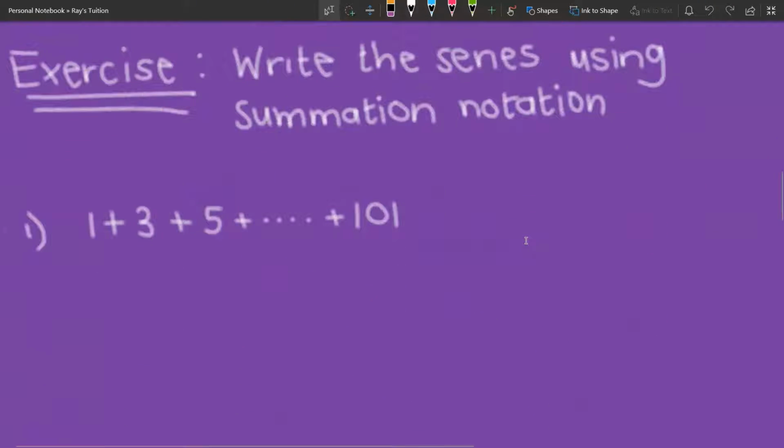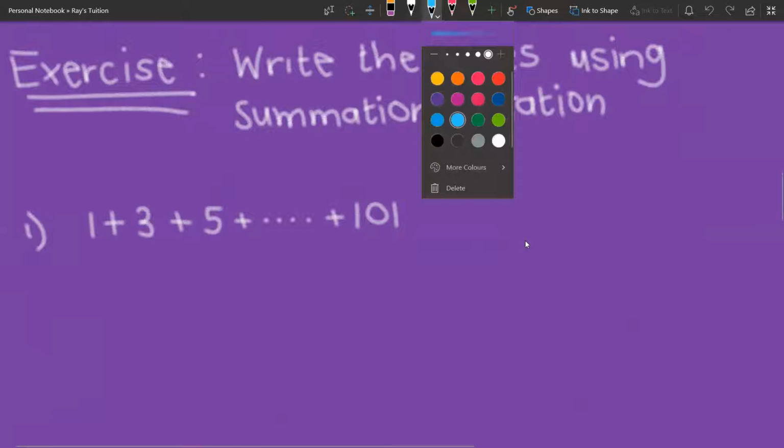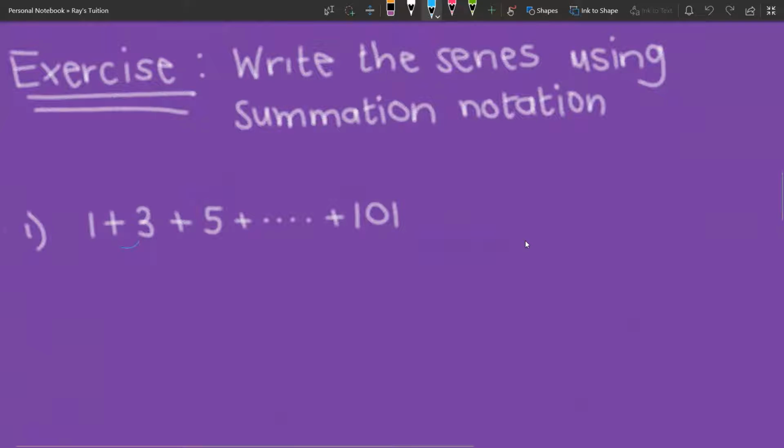Okay, so we have to write this series in summation notation. The first thing we should do is identify what type of series it is. So let us look for a common difference. 3 minus 1 is 2. 5 minus 3 is 2. So we can see a common first difference, so we know that this pattern is linear. So we're going to have to find the formula of a linear pattern. Another thing we're going to have to do is find out how many terms there are.